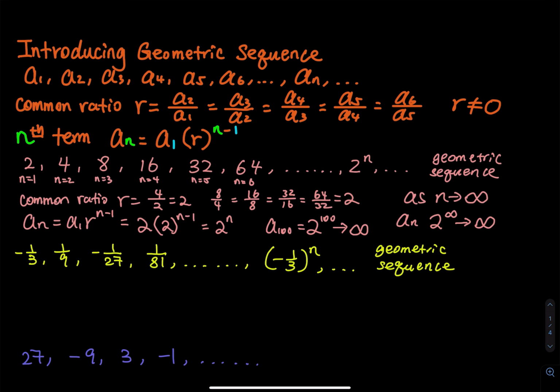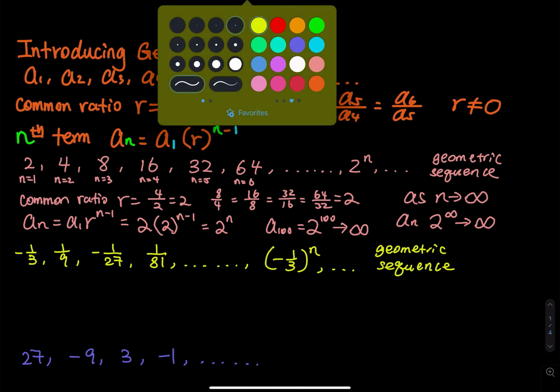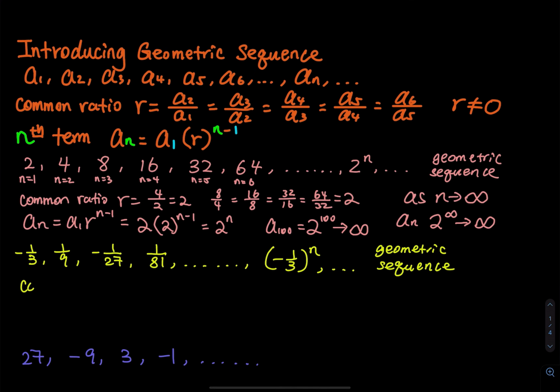All right, so let's try the next one. The next one doesn't look that obvious compared to the first one. So I claim that this is a geometric series. All right, it's fine. We will just test the common ratio. The common ratio, r, is equal to the second term divided by the first term: 1 over 9 divided by negative 1 over 3. So what is that equal to? This is 3 over 9, which is negative 1/3, right?